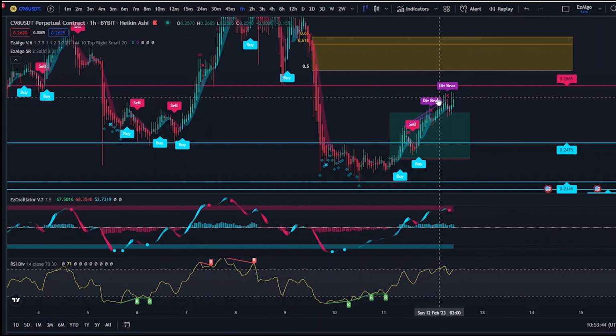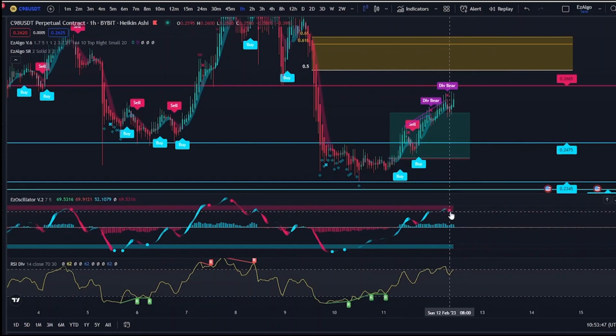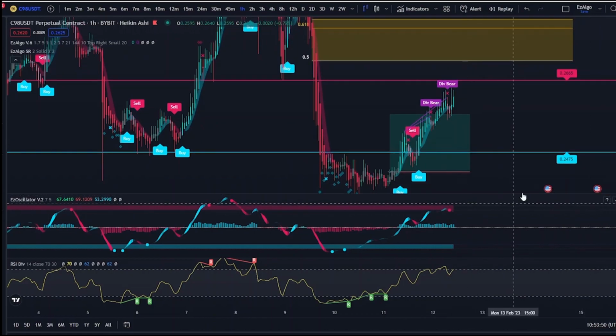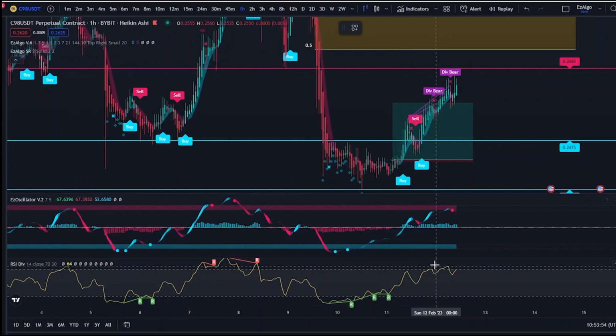We're seeing some bearish divergences on EzAlgo V6. The wave trend oscillator is in the overbought territory. We actually just had that sell dot, and we're seeing some bearish divergences here on the RSI.